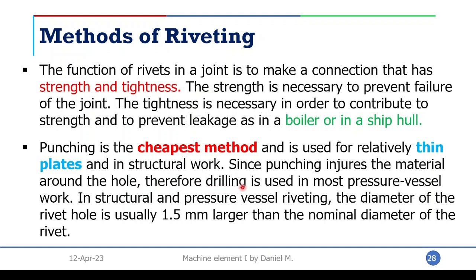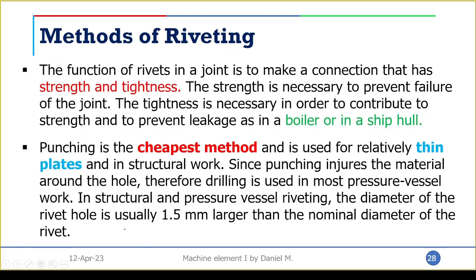Therefore, drilling is used in most pressure vessel work. Pressure vessel is one of the very sensitive machines that needs very careful design and careful operation. So we don't have to make a mistake. So in that case, we'll first drill the hole that's appropriate for the given diameter of the rivet, and then we insert our rivet easily. In structural and pressure vessel riveting, the diameter of the rivet hole is usually larger than the diameter of the rivet itself. So the diameter of the hole is typically 1.5 millimeter larger than the nominal diameter of the rivet.